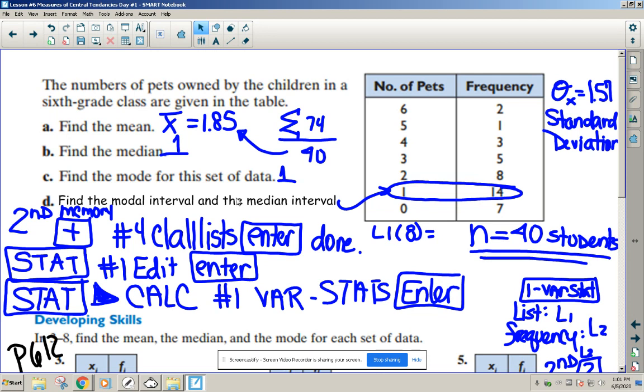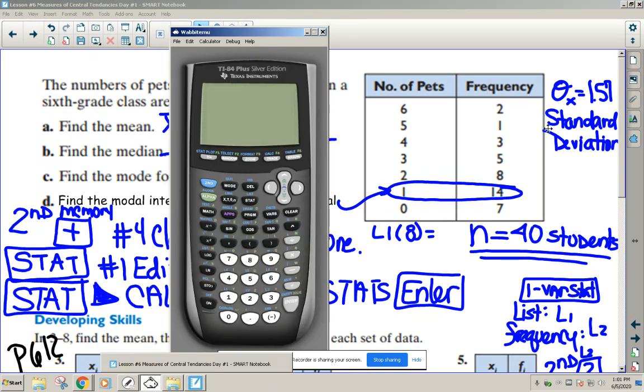It's too hard for me to type all this stuff, so that's why I have it up here first. But now let's talk about how we would do this on the calculator. The number of pets owned by children in the 6th grade class are given by this table. If I'm going to use the table, I have to use the lists. To get to the lists, that would be stat, for statistics, and edit, which means I have to put my data into the lists.